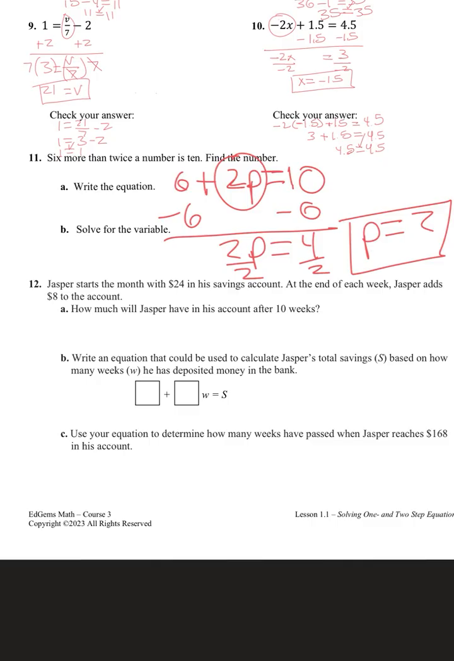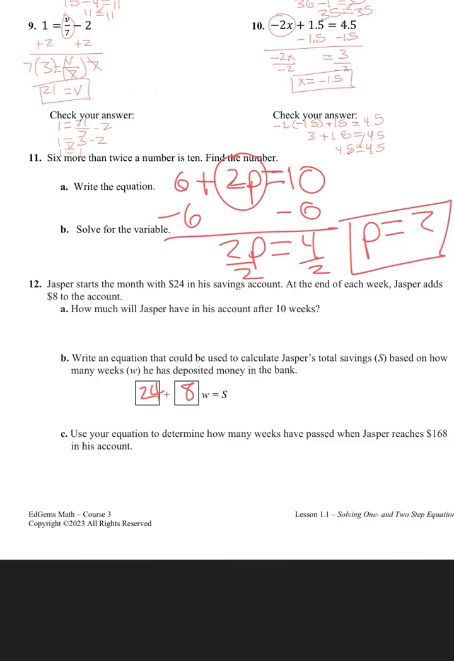So for this one, how much does he start off with? He starts out with $24 in his account. So we're going to jump to part B first. He starts off with $24 in his account, plus he adds $8 per week.